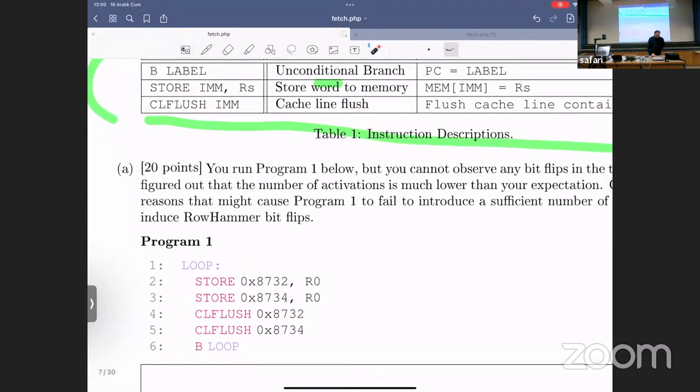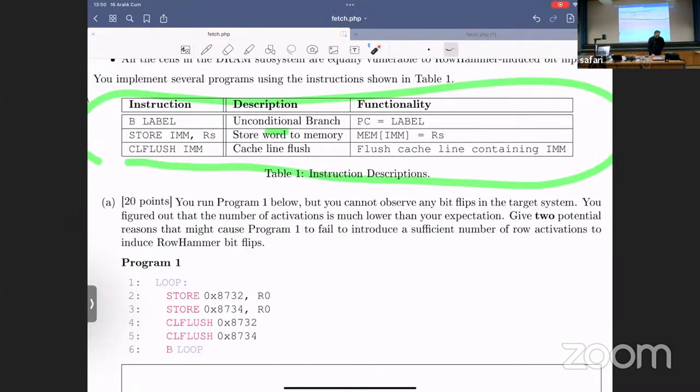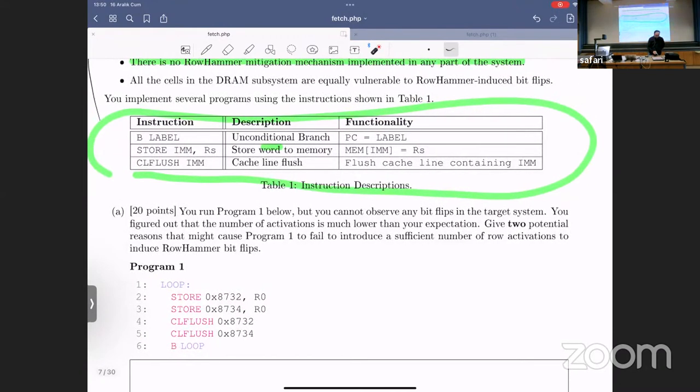So, let's check the first question. In the first question, you have this program one and you run it, but you cannot observe any bit flips in the target system. And you figure out that the number of activations is much lower than what you expect. So you're shooting for a very large hammer count, but when you probe the memory bus and see how many activations are being performed, you only see a few activations going on. So what might be the problem?